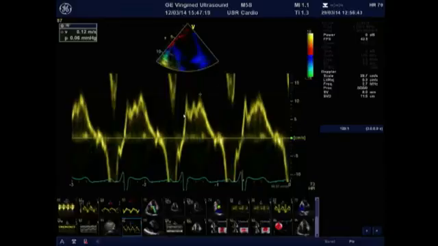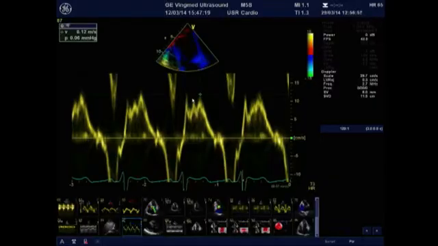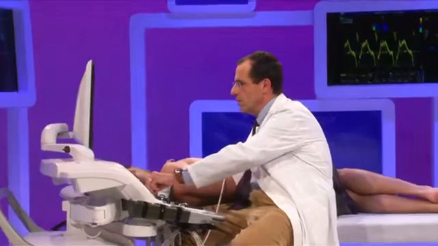This is tricuspid annulus systolic velocity, another index, another way to assess right ventricular longitudinal function, which is here 12 or 11. It's borderline, but perhaps normal and in accordance with the measurement we made with TAPSE.